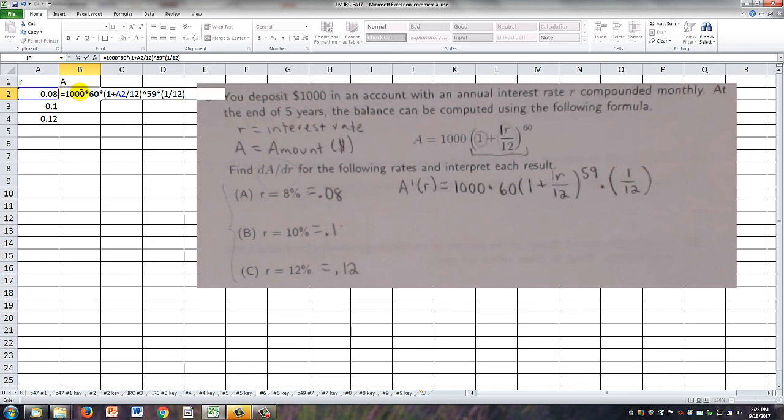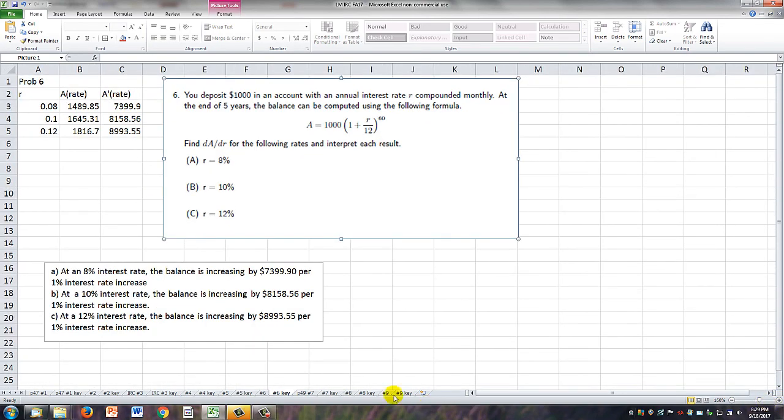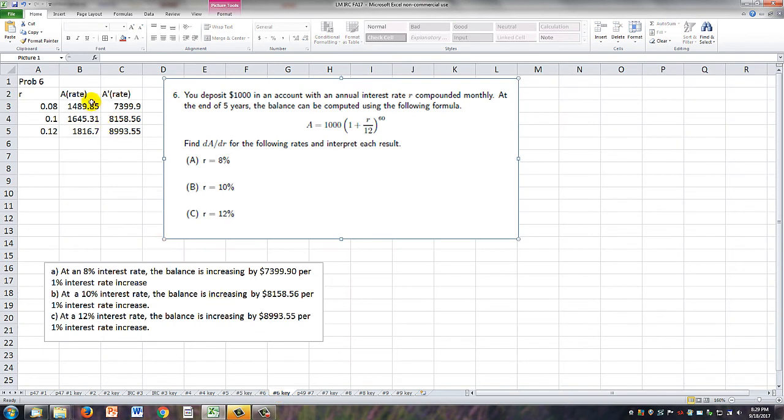Let's see if we can check it before we hit enter. That looks good. So then if we drag it down, we have these three IRCs, and I think I have the key. I'll go ahead and go over there and you can see. Let's make it bigger. Let's make sure we have the same values. I found both the original and the IRC.